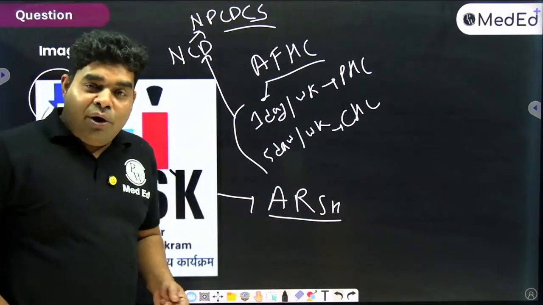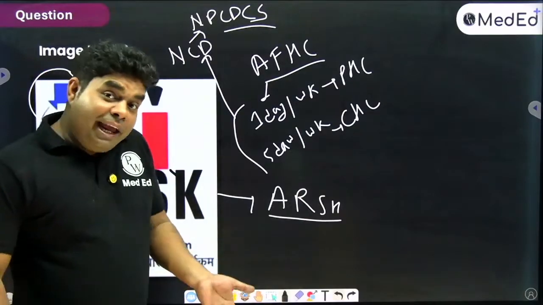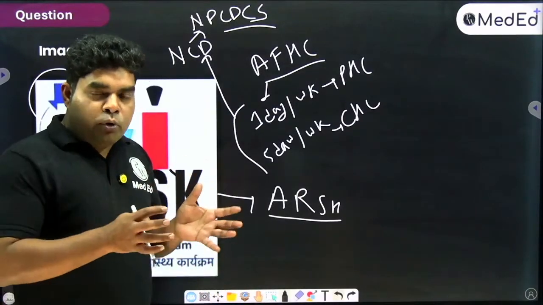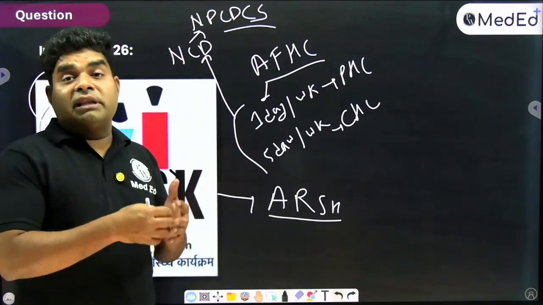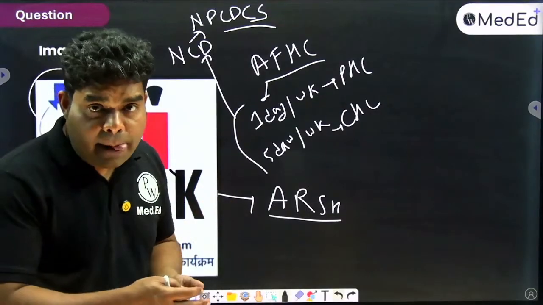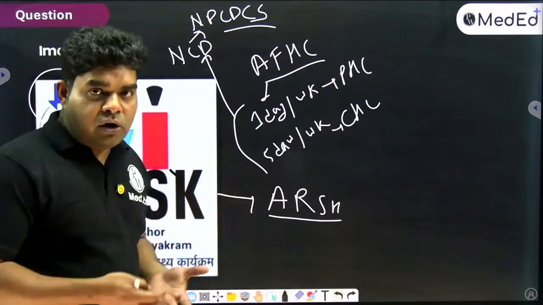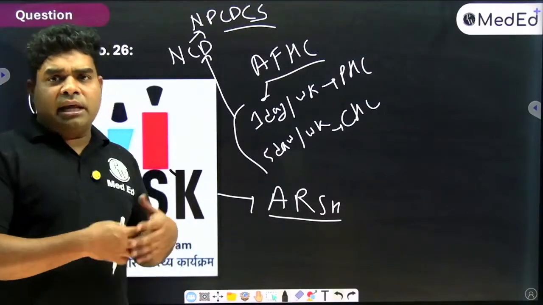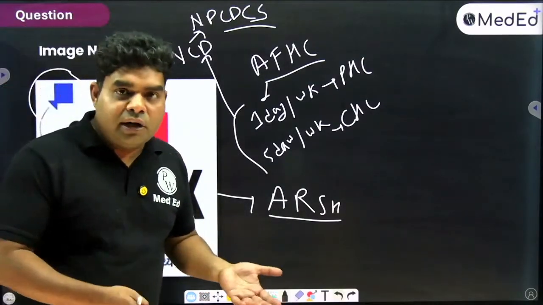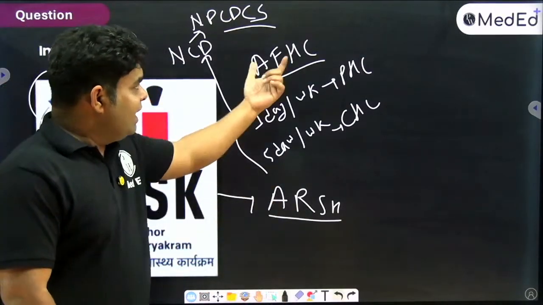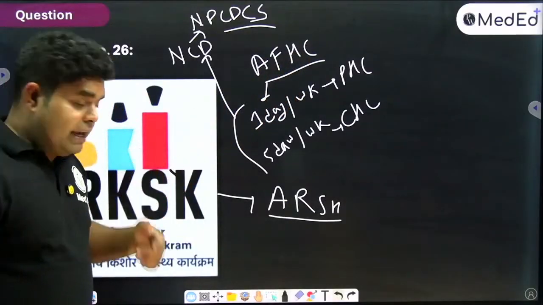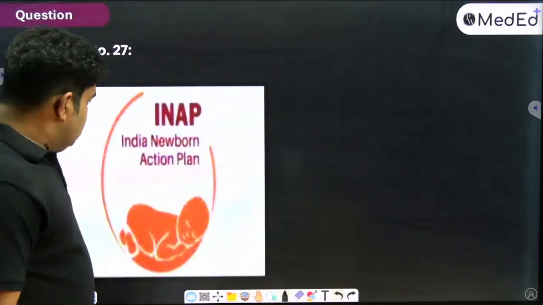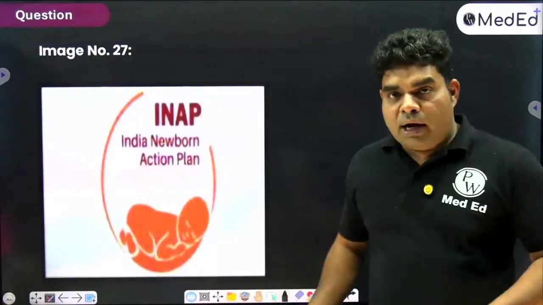So how does the government take care of your sexual health? They make adolescent groups who will hold monthly meetings with the panchayat and school teacher, and they will try to raise their demand for toilets and other facilities, and the school teacher will try to tell them about sex education or menstrual hygiene. So this is ARSH and AFHC, which come under RKSK. Chalo. Next is India Newborn Action Program.